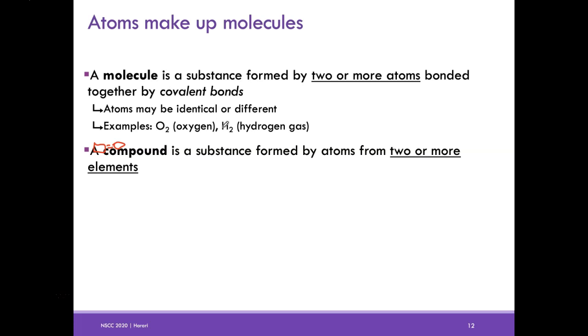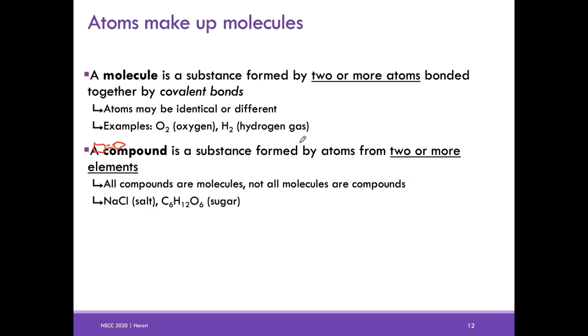A compound is a substance formed by atoms of 2 or more elements. So that means a compound is a molecule too, but it has at least 2 different kinds of elements. So water, for example, is a compound because it has hydrogen and oxygen in it. But hydrogen gas is just a molecule because it just has 1 element of hydrogen. Right? All compounds are molecules. Not all molecules are compounds. Right? So here are some other compounds. Salt, NaCl, sodium chloride, and glucose, C6H12O6.